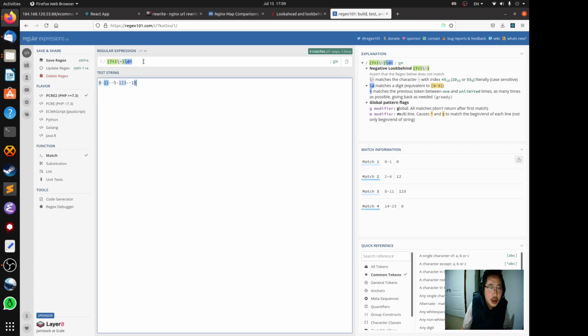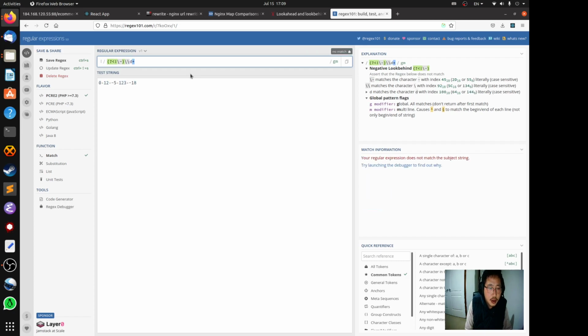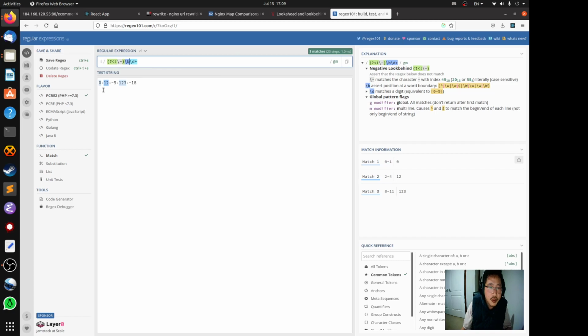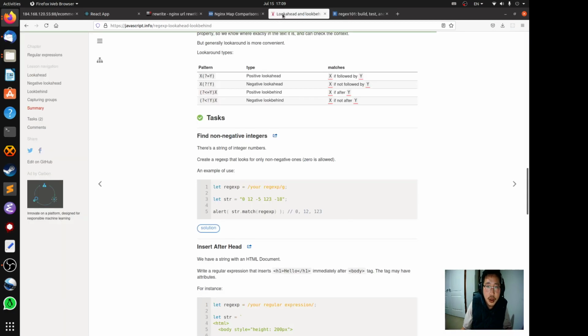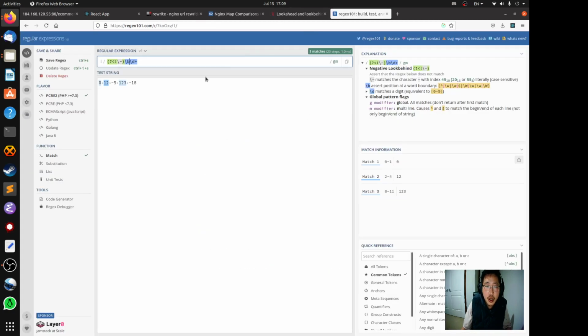Okay, but how to fix this? Just add a boundary. This time it works, right? You have 12, 0, and 1 to 3. How does it work?